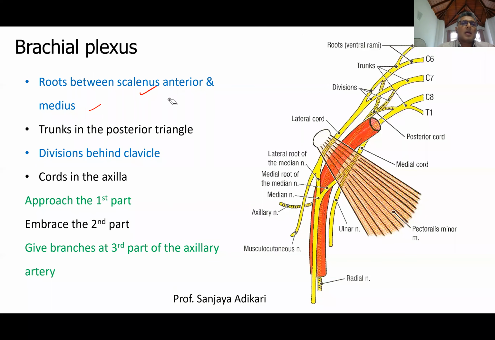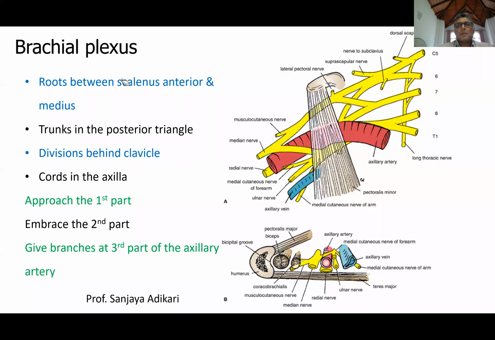And they are named according to the relationship to the artery. Okay, the same thing. I had a different diagram here. The same thing. Okay, so you can see it better in this diagram. You have the axillary artery here. So you see the lateral cord here, posterior cord and the medial cord, and the axillary vein lying further medial to the axillary artery. That's a different issue.